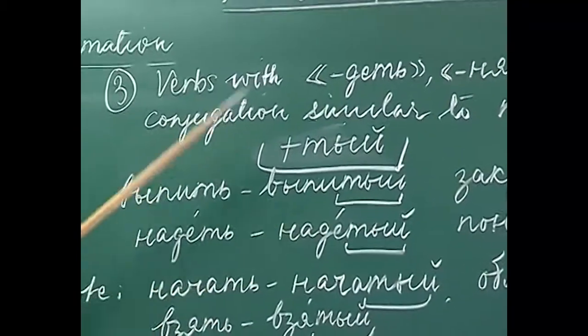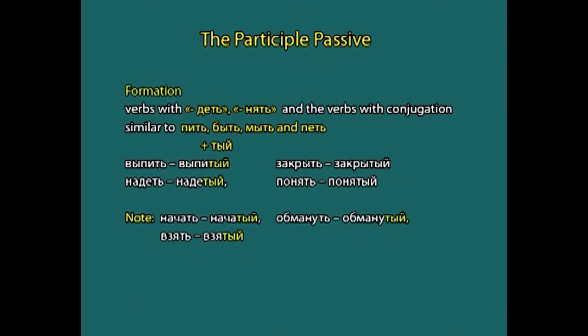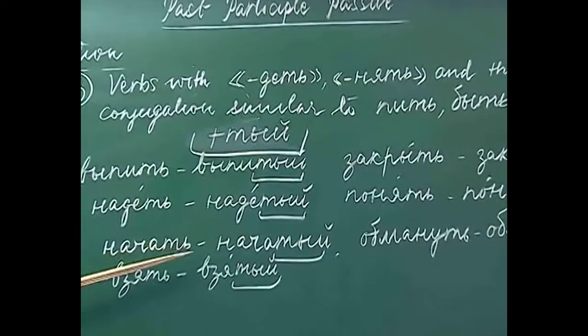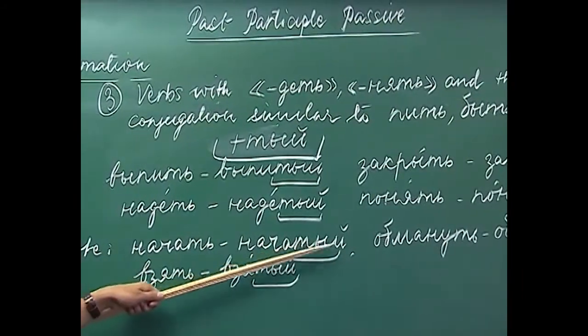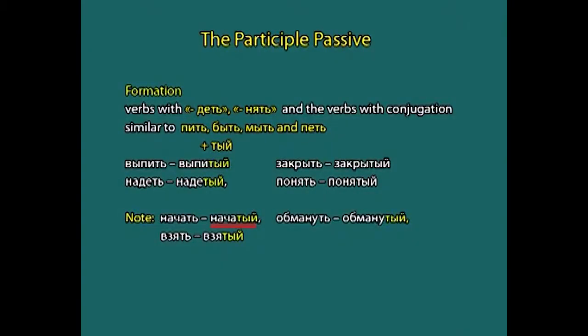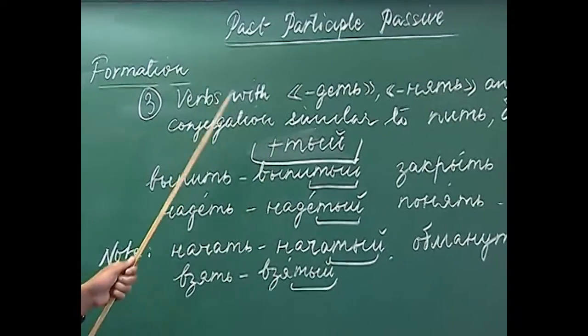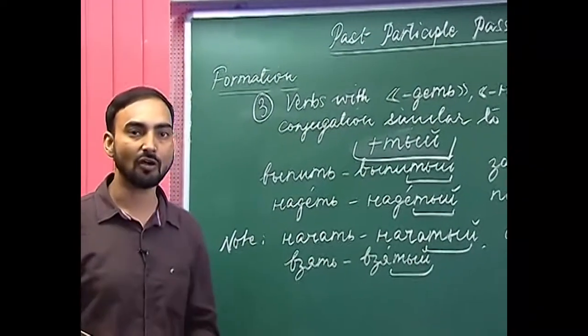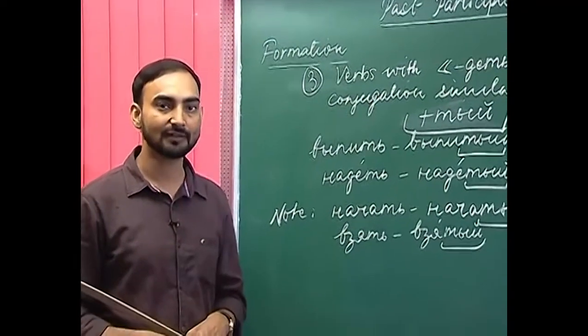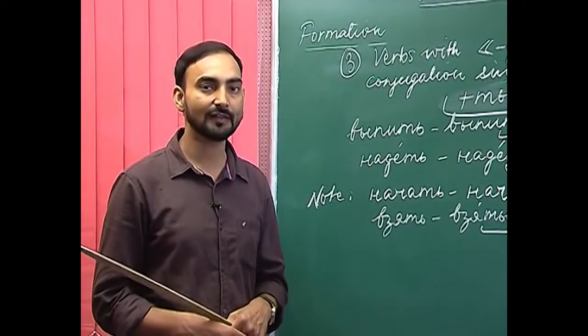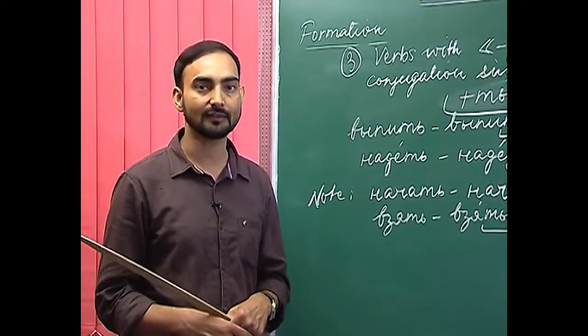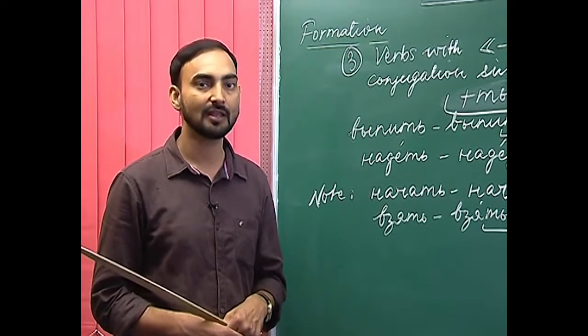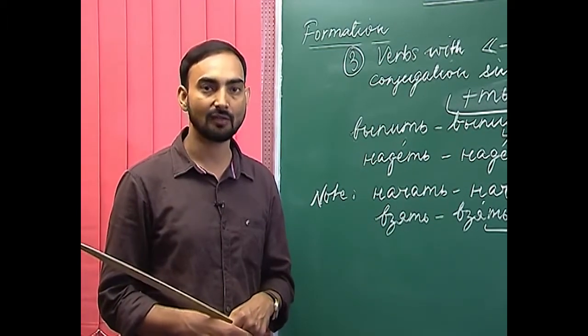In addition to these verbs, there are some verbs like nachach, abmanuch and avzyach. They also take the ending te, I and ikrat ke. So, nachach, nachati, abmanuch, abmanuti and vzyach, vzyati. So, these are the rules of formation of past participle passive. So, now we will discuss their use in the sentences. So, we will look at some of the examples where past participle passive have been used.